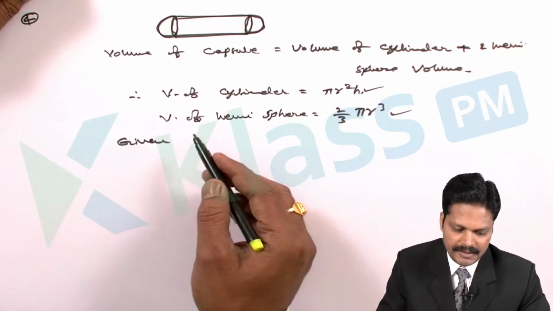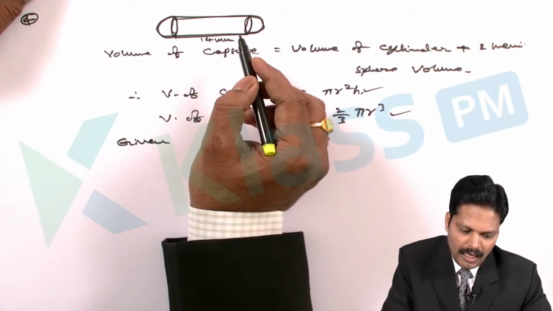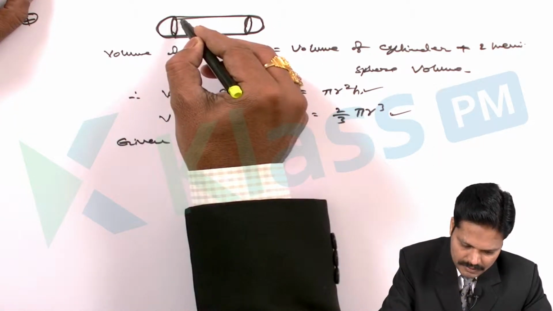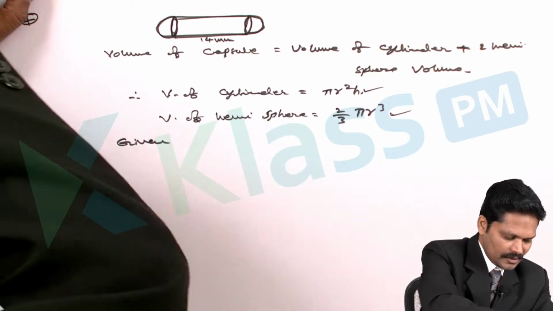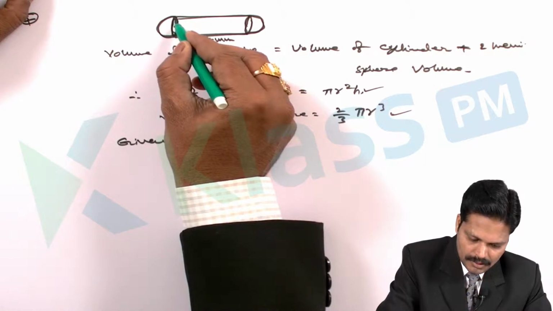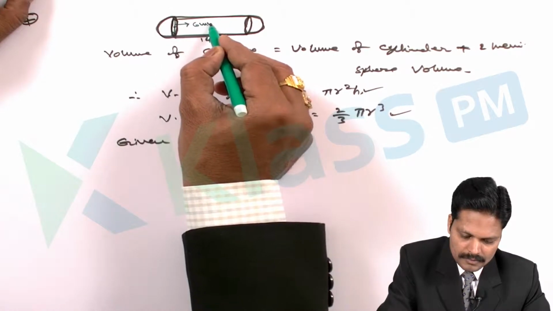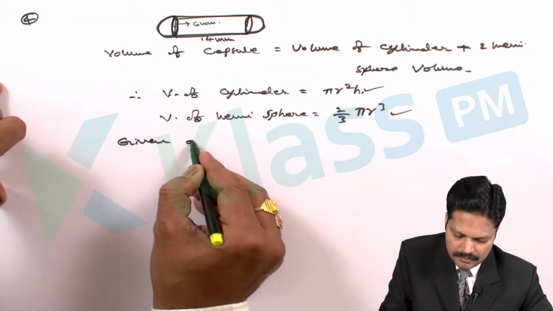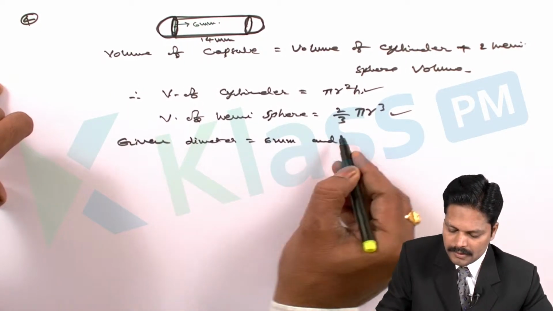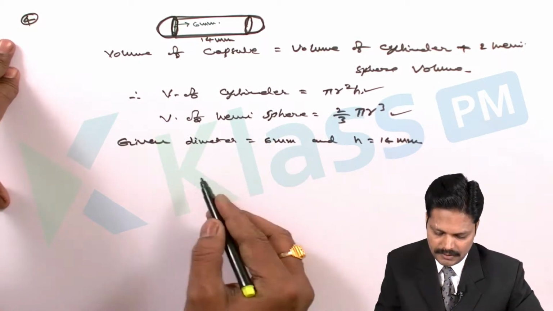Already the cylinder part is given as 14 mm, and the hemisphere diameter means complete, is given from here to here. So I'm writing this one. We are taking, this is the center of the hemisphere, then he mentioned this is the diameter, he gave 6 mm. So the given diameter is 6 mm, and the height is given, this is the 14 mm for the cylinder.